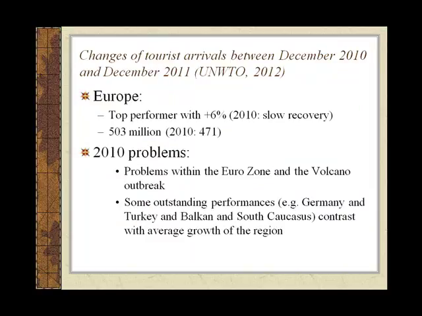And then here are just some figures for the changes of tourist arrivals between December 2010 and December 2011. Europe for once was actually the top performer with a 6% increase compared to 2010, where they had a slow recovery. Problems, we all remember the volcano, we all remember the snow, we all remember the problems in the Eurozone. Because of the volcano outbreak, there was only a moderate growth in April, however, much stronger growth in May and June. And you had some outstanding performances there as well.